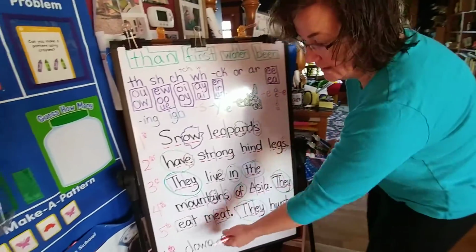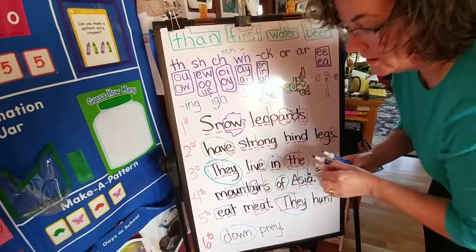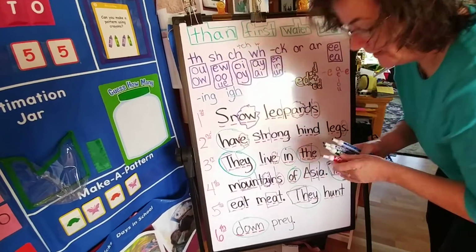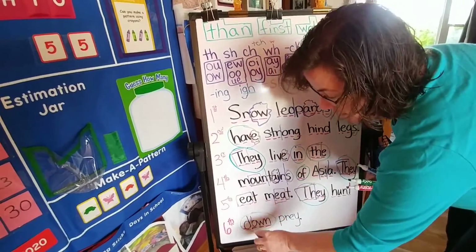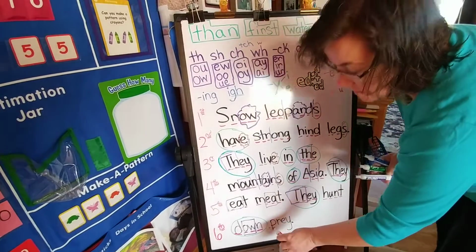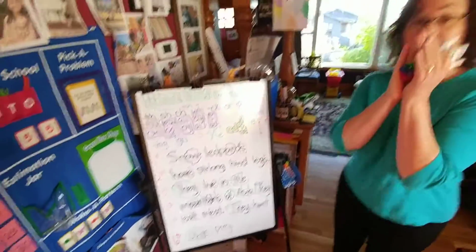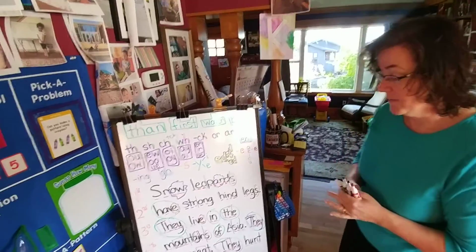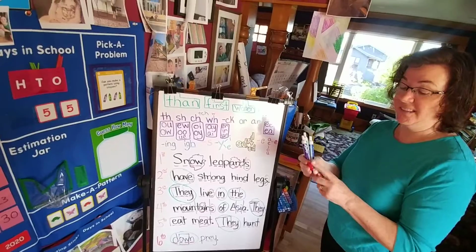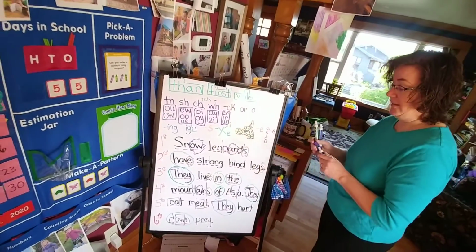H-U-N-T. Hunt. Last line. Sixth line. Sight word down. Down. Spell it with me. D-O-W-N. Down. Has our letter pair O-W. Owl eyes. Owl. Pray. P-R-E-Y. Pray. There's two kinds of pray. One is to pray when you pray to God, and this one is pray like something that animals hunt to eat. Okay? So there's two kinds of pray, and this is how you spell the one that you would hunt.